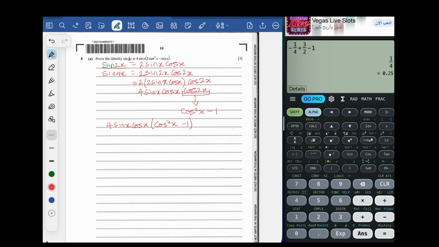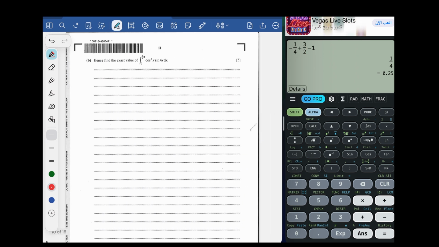Okay, I think I got it. So you just expand only this inside. So 4 sine x, 2 cos cubed x minus cos x. So this is my proof. That is my proof. All right. It's a little bit tricky, but they just try to make things a little bit difficult. All right. Now let's see.